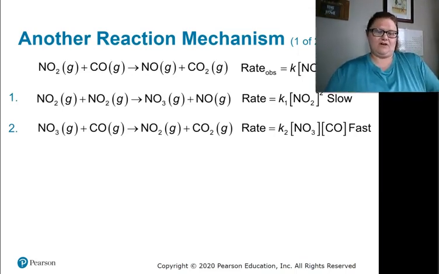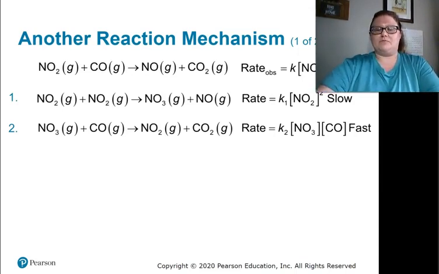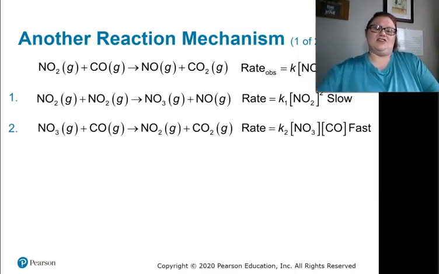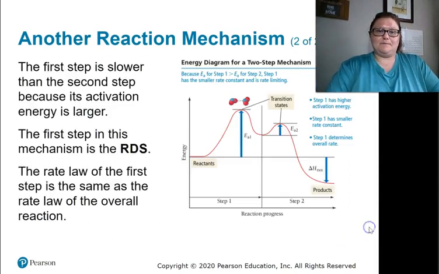What else do we look for? We want to look at the first step, product side. Are there any products that are formed in step 1 that are now reactants in step 2 and not step 2 products? Can we cancel anything out? So you should be looking for these things.